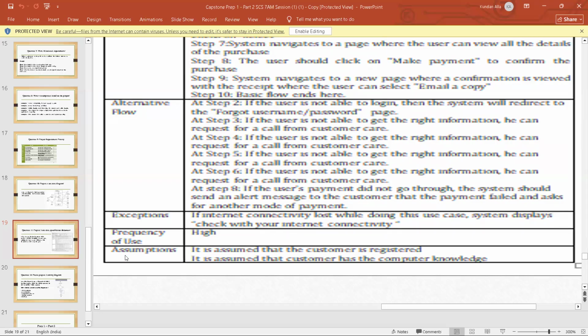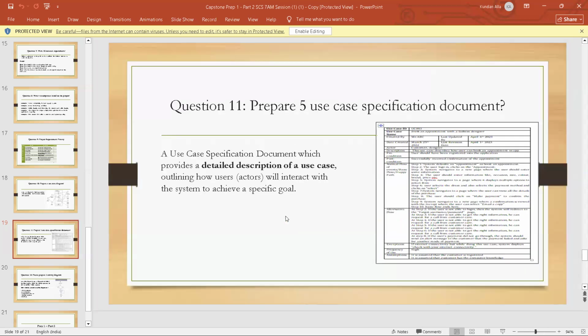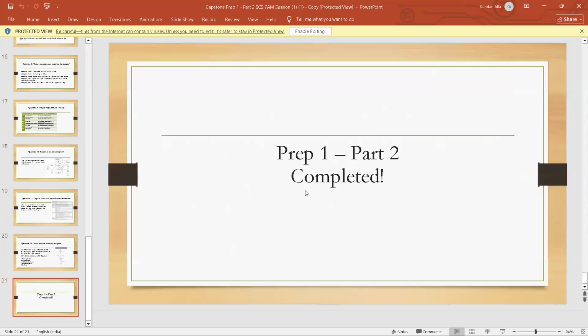Okay, so frequency of use. You need to write how frequently users will be using this kind of page. The login page, each and everyone will be using every time, right? So coming to the assumptions, it is assumed that the customer is registered and that the customer has computer knowledge. So these are our assumptions. Like this, you need to write the use case specification document.